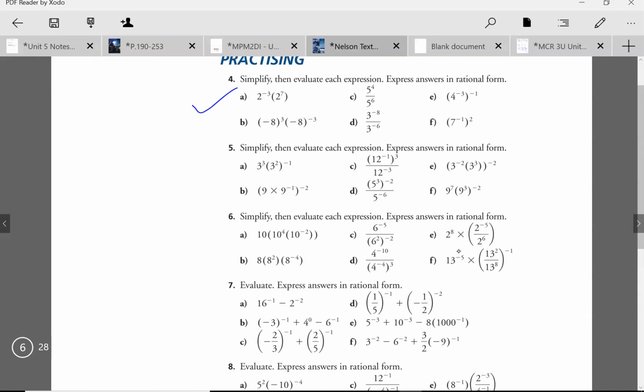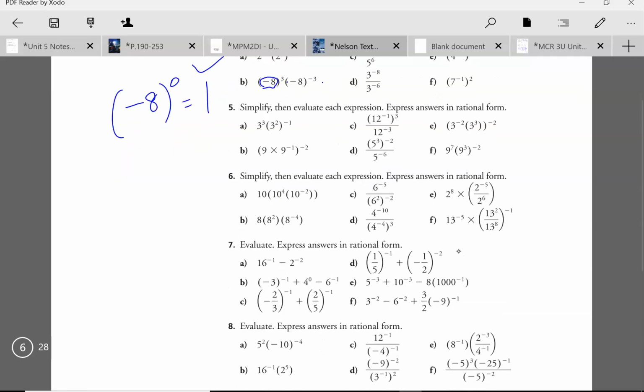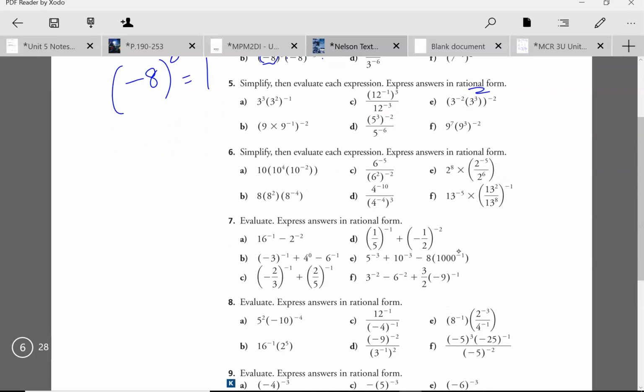Again, fairly straightforward. Even this one looks a bit complicated, but the base is negative 8, so I'm just going to take negative 8. Multiplication law, anything to the power of 0 is 1. And the negative goes away because it's an even exponent, 0 being an even number. Rational form. I don't think there's anything too complicated here.